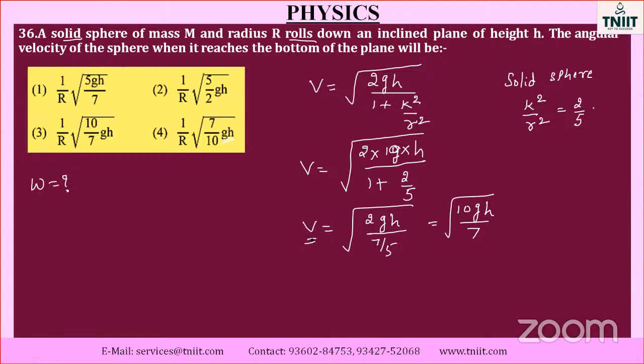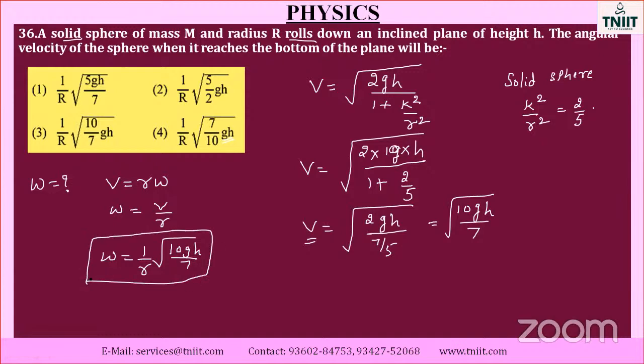So this is linear velocity. But they are expecting you to find the angular velocity, isn't it? You know that v is equal to r into omega. Omega is equal to v divided by r. So omega is v by r. V is nothing but root of 10gh by 7. Whole thing divided by r is there. So omega should be equal to 1 by r into root of 10gh divided by 7. So which is the right option? You can see that option is there in the third option. So third option is the right answer.